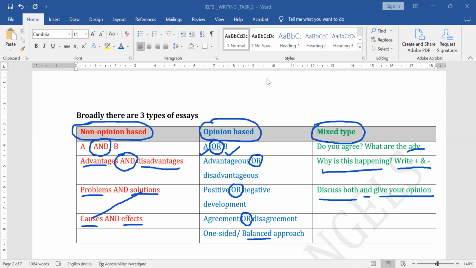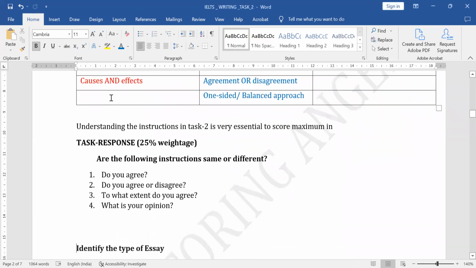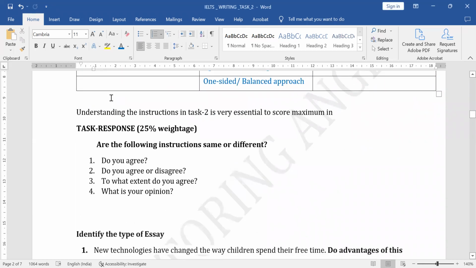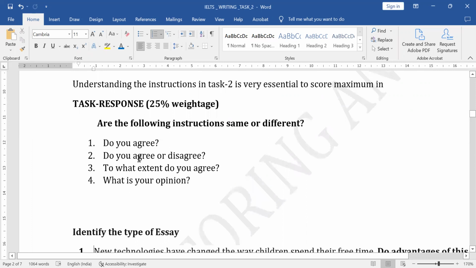Now, how do we understand? We have understood it. Let's try and analyze. Okay. Do you agree? Means what? Do you agree with the statement? Yes. So there must be a statement, and I have to say, do you agree? If I say yes, I agree, or I'll say no, I don't agree. In both cases, I have to give my reasons why I agree, why I don't agree.